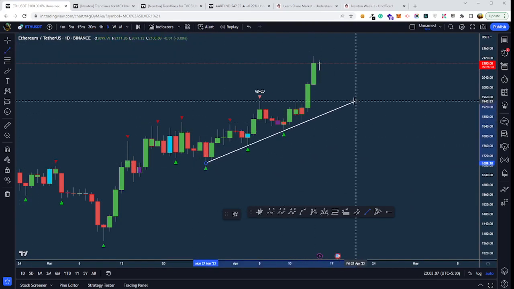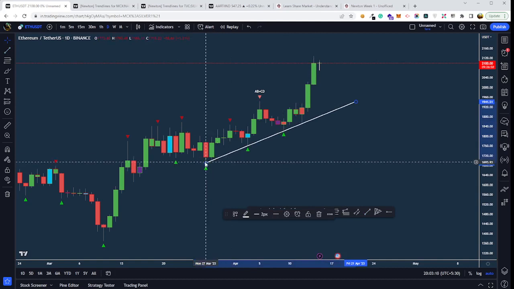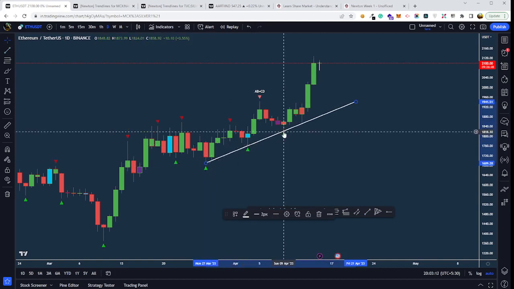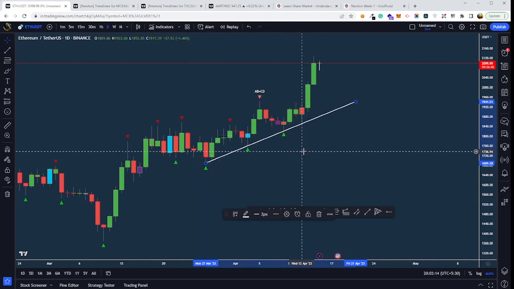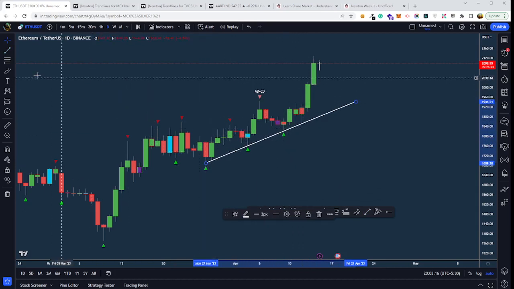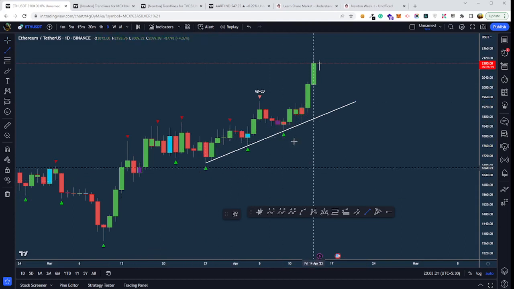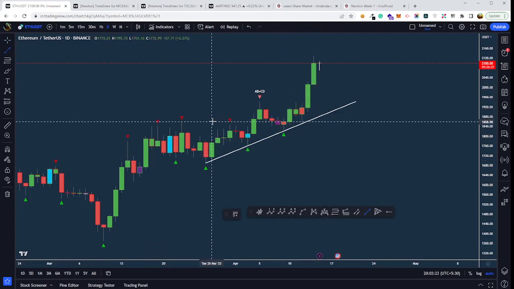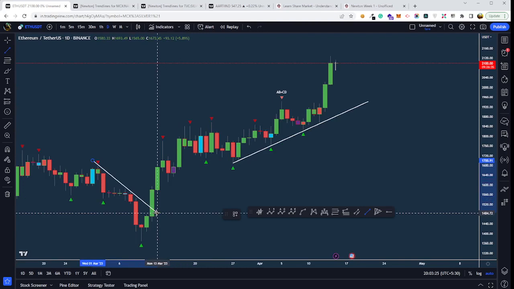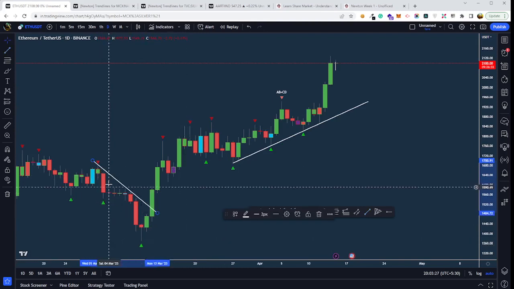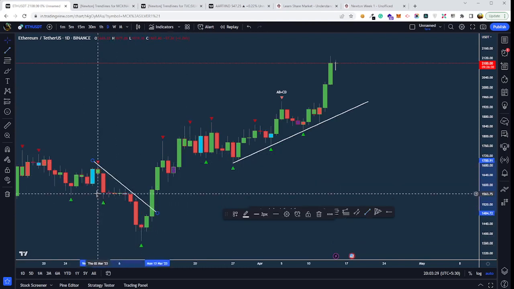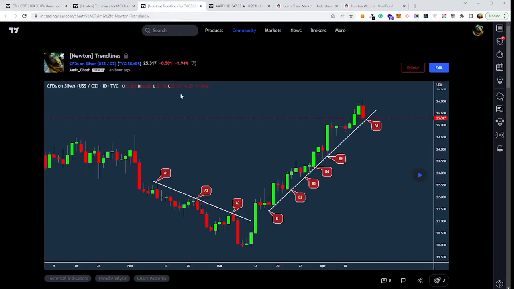See, perfectly 3 points are okay. See, 4 points, 1, 2, 3, 4, 5. 5 points are touching the trend line, and the price is above the trend line, so the overall direction is up. The price is below the trend line, so the overall direction at this point was down. Anyways, so this is a trend line that is telling that the direction is down, and this is a trend line that is telling that the direction is up.